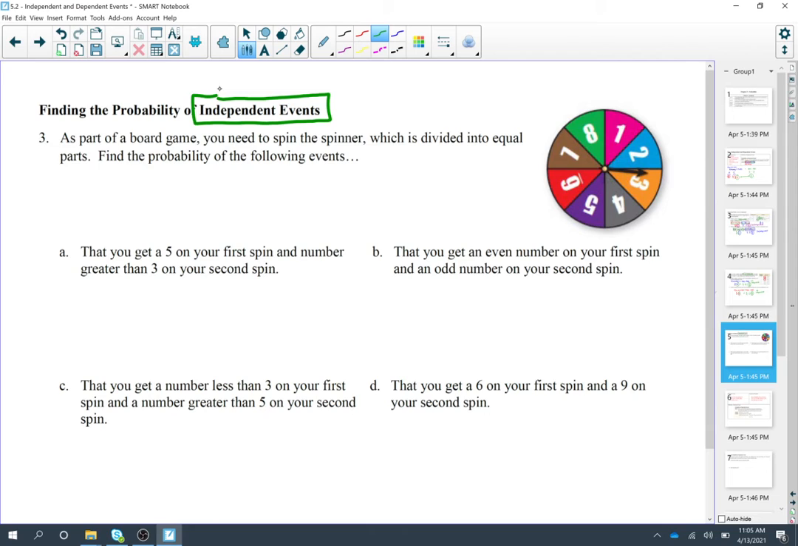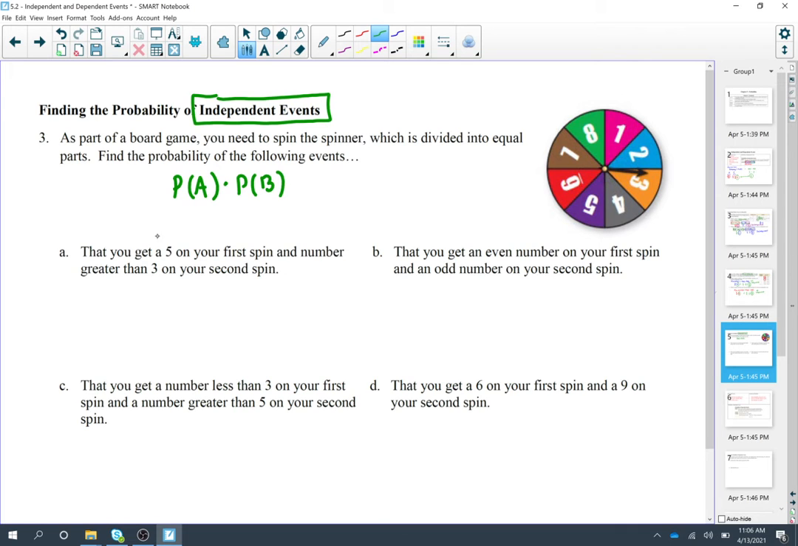What you spin on the first spin is not going to have an effect on what you spin on the second spin. So therefore, I know that the probability of A times the probability of B will give me the probability of an independent event.